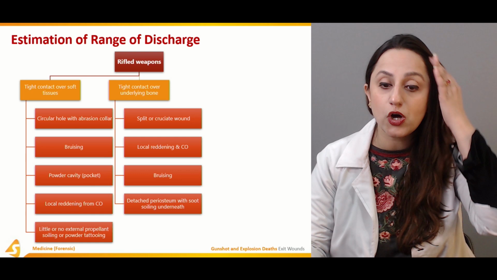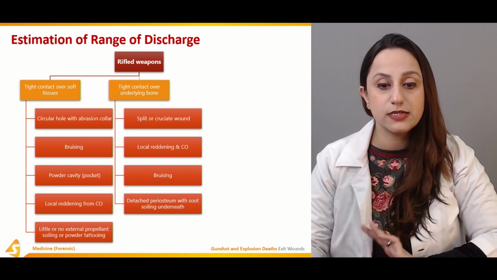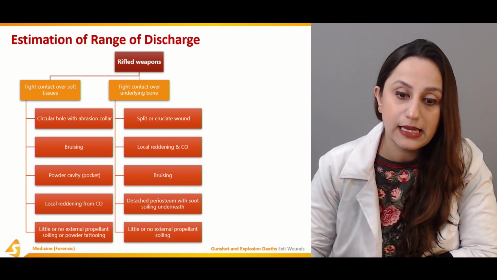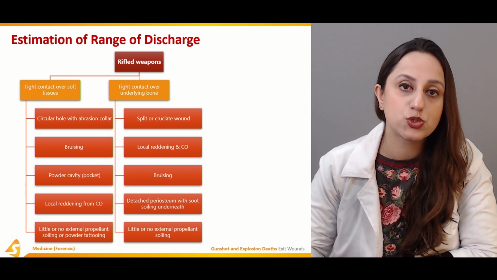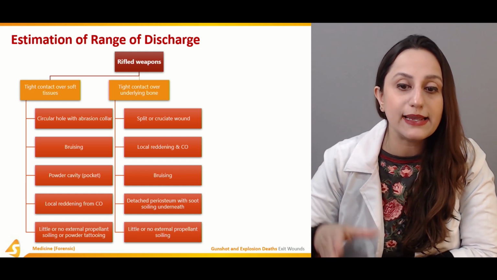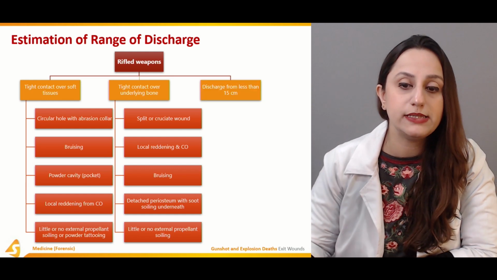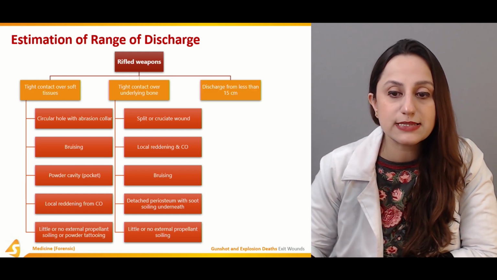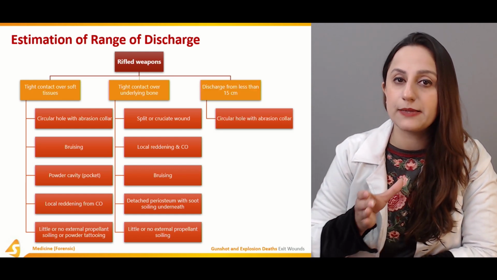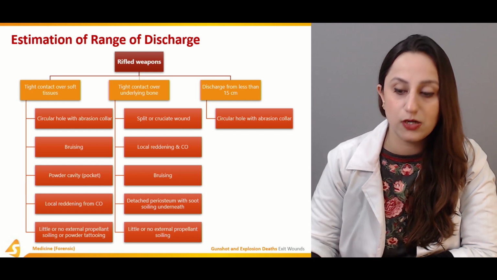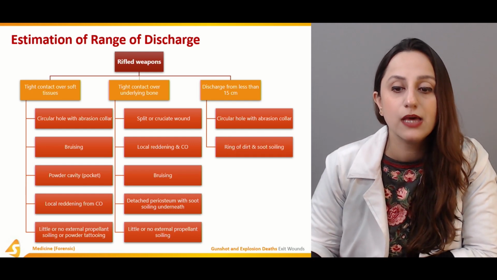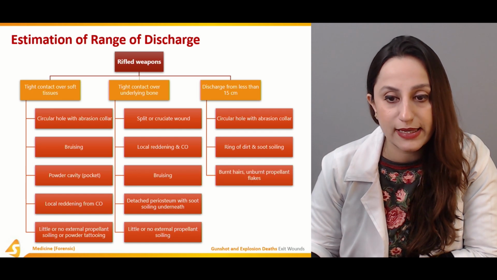There will be a bruising phenomenon, detached periosteum with soot soiling underneath, and little or no external propellant soiling seen in such cases of tight contact over the bone. The discharge from less than 15 centimeters is basically a mid-distant discharge, and a circular hole with an abrasion collar is seen. The ring of dirt and the soot soiling is observed.